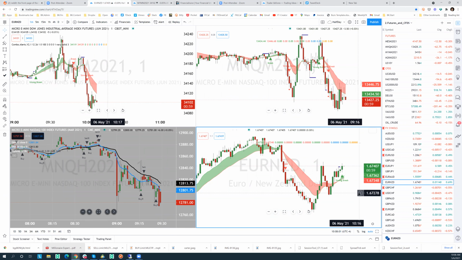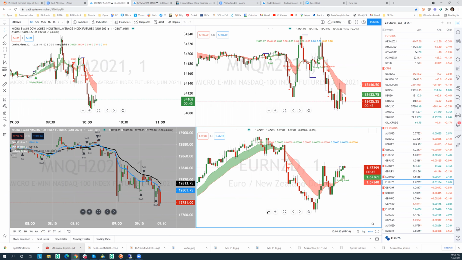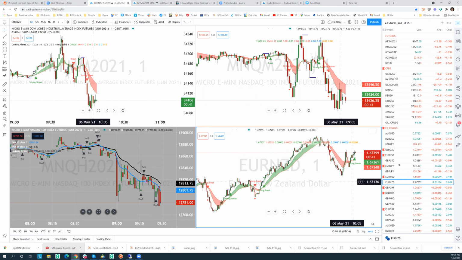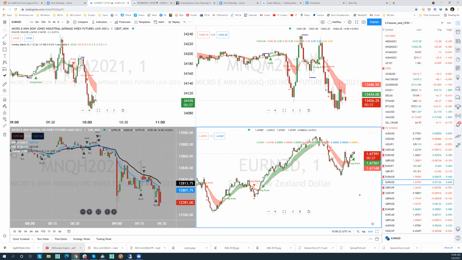Okay, we're in at like 41, just looking for 45. Let's see if we can get 45 out of Euro Kiwi on this move. Because remember, what is it that we're seeing here on the Euro Kiwi? As I said to you, a significantly higher red pattern, right? So let's see if that trades for us.